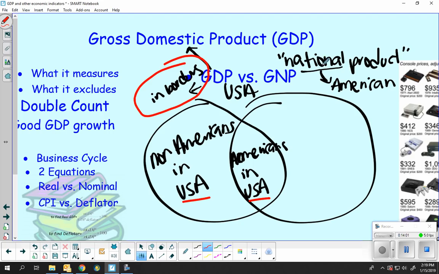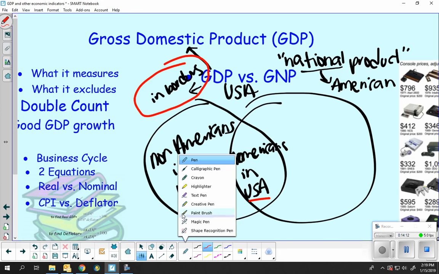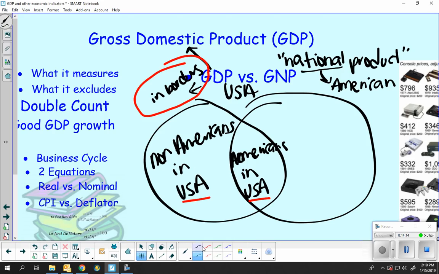GNP, though, is all about your nationality. It's who you are. It is not based on where you are, it's based on who you are. So not just Americans in the US, but Americans in other countries. So let me go back to my pen. Americans. Like the Ford factory, that's American. Americans in other countries.